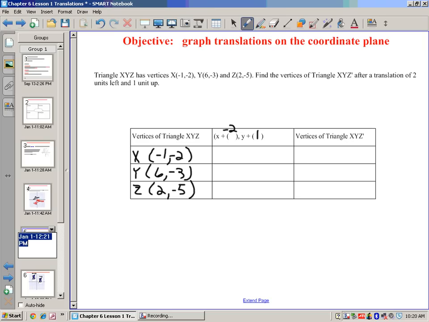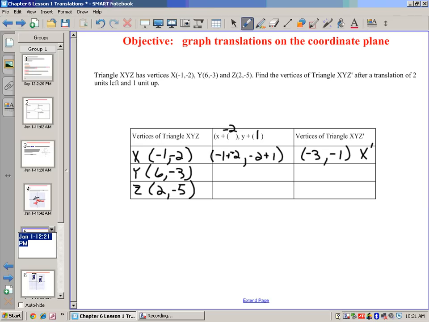Okay, now, just like our tables from our function chapter, we're just going to plug our numbers in and see what comes out in the output. Okay, our x is -1 plus -2, and our y is -2 plus 1. Now we're just going to add those. -1 plus -2 gives us a -3. -2 plus 1 gives us a -1, and that's our new image x coordinate.